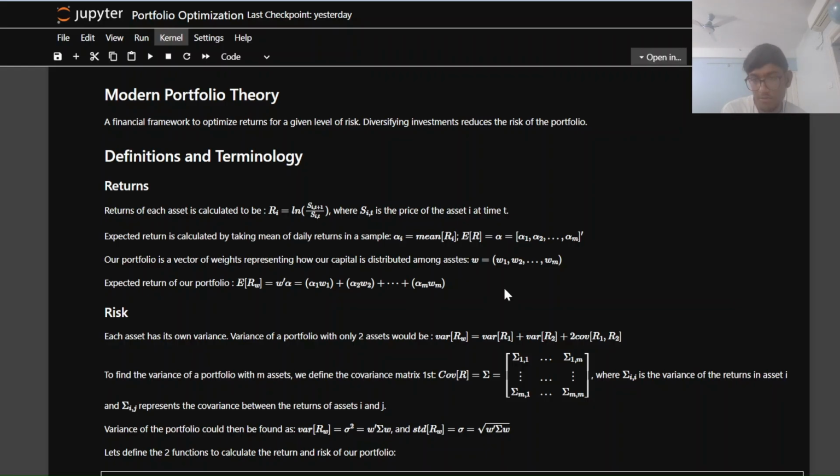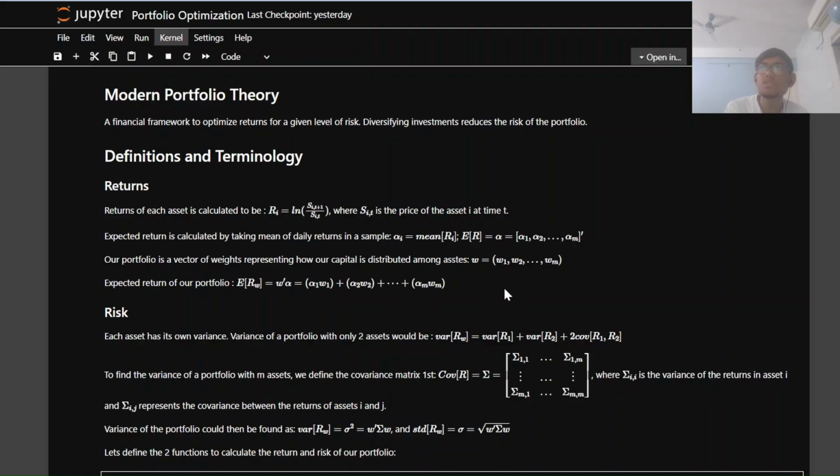And in the general case, with a portfolio of M assets, we first need to define the covariance matrix to find the variance of this portfolio. The covariance matrix is defined like this, where the elements of the matrix are sigma i,j, and if i and j are the same, that represents the variance of the returns of that asset. And if i and j are not the same, that means the covariance between the returns of assets i and j. And the variance of the portfolio can be found to be W transpose times sigma times W.